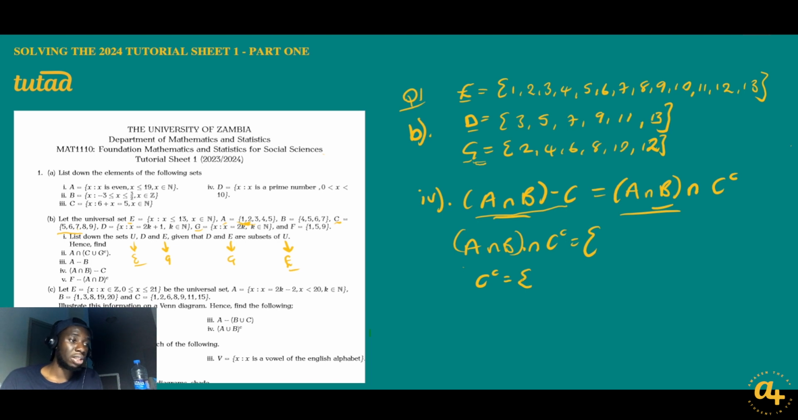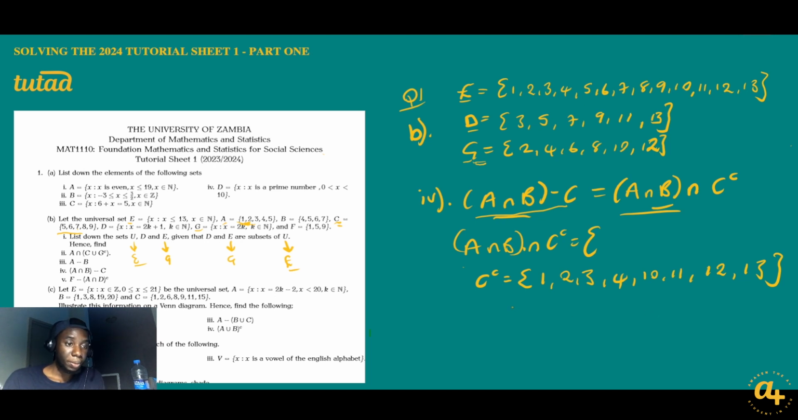So C complement is just the set of all the elements that are not in the set C, and if we look here, our C is equal to 5, 6, 7, 8, 9. Therefore, the elements that are part of C complement are going to be 1, 2, 3, 4. 5, 6, 7, 8, 9 are a part of C, so we're not going to include them in the set C complement, and therefore the next elements that are in C complement are going to be 10, 11, 12, and 13. Okay, so this is our C complement.